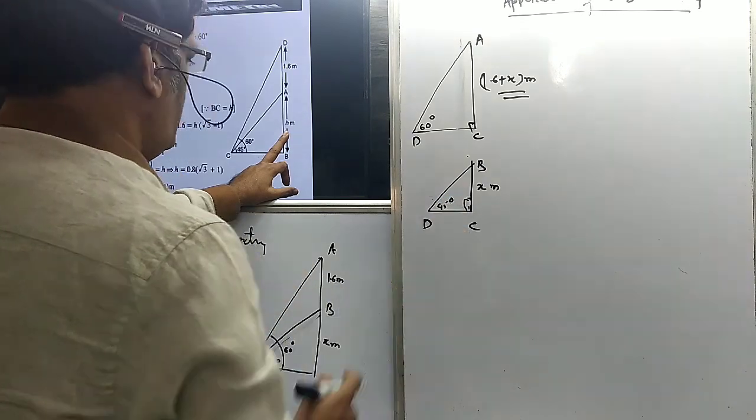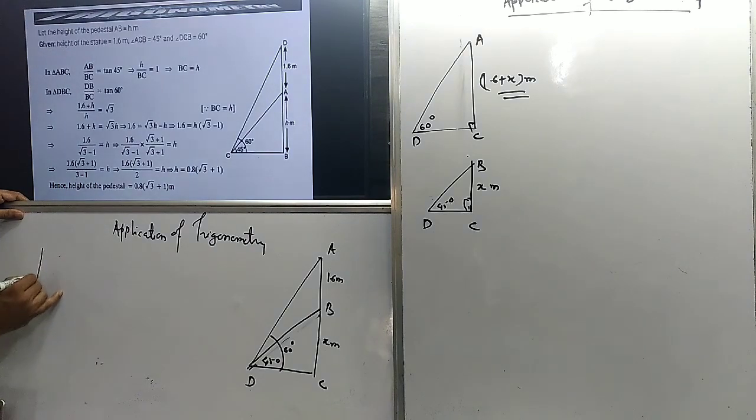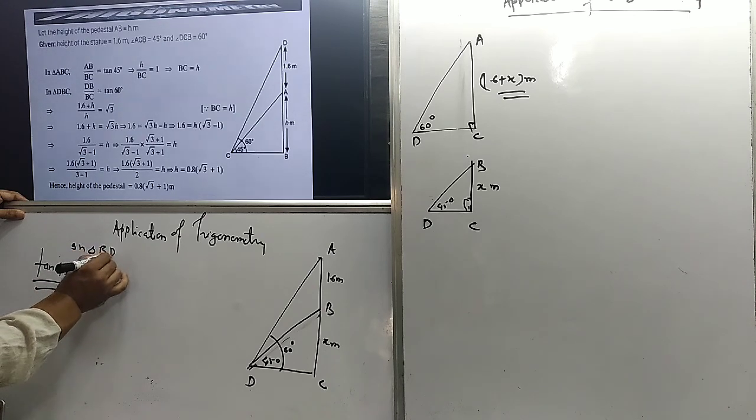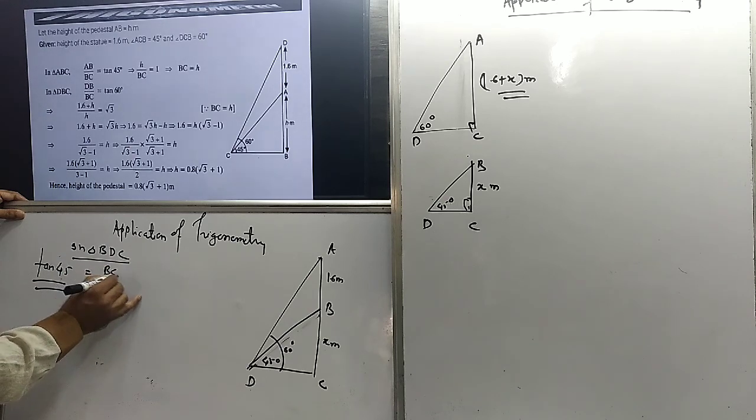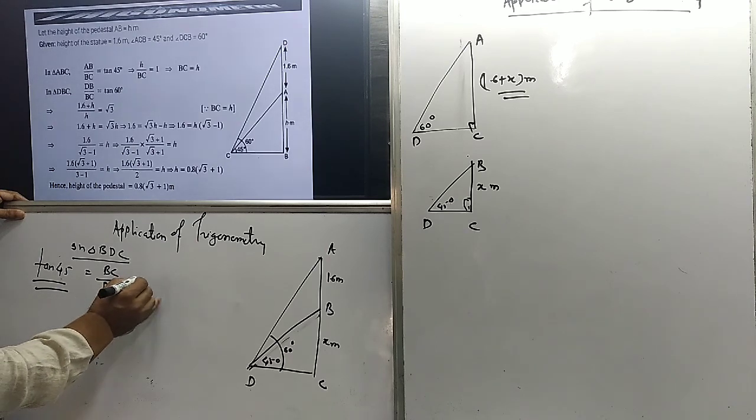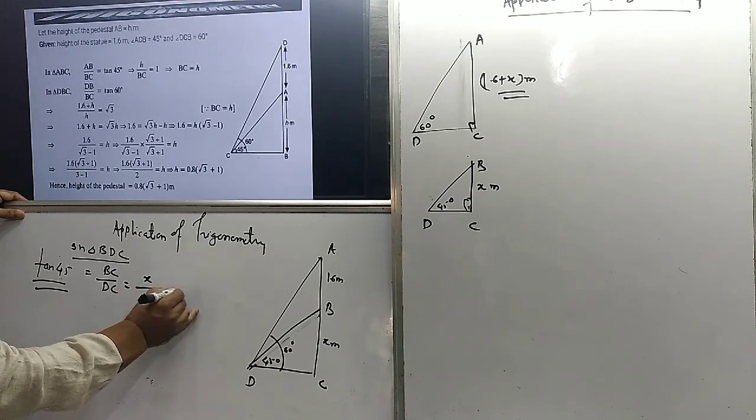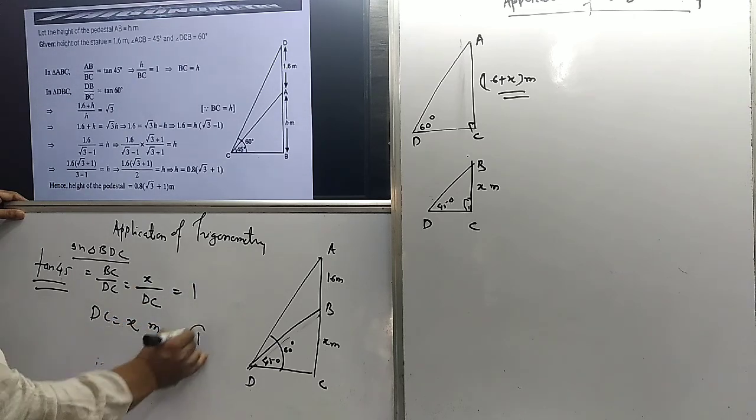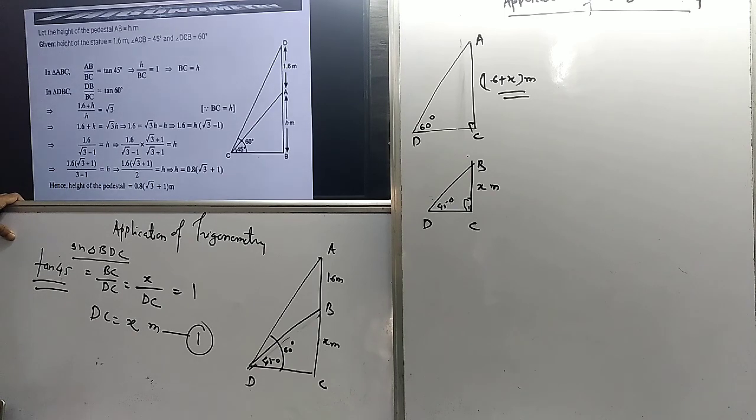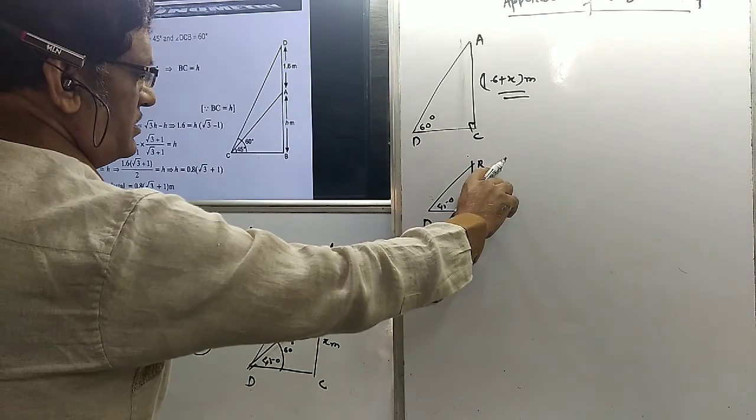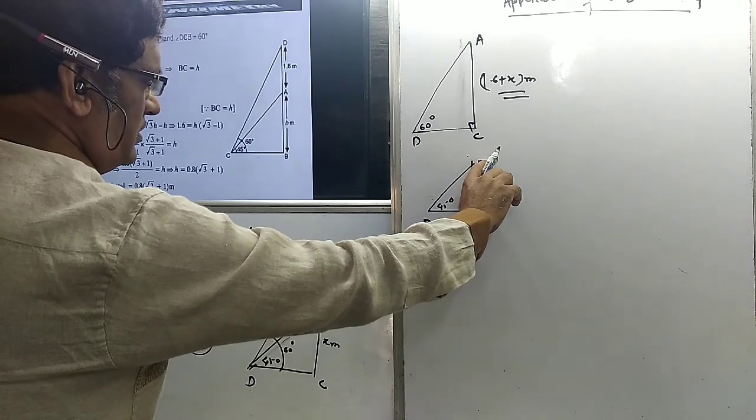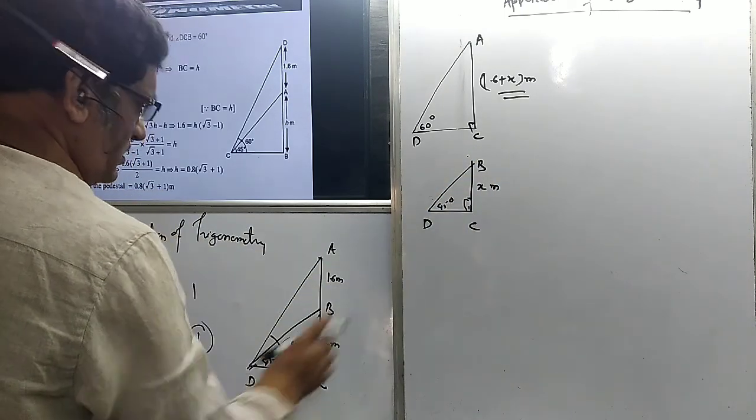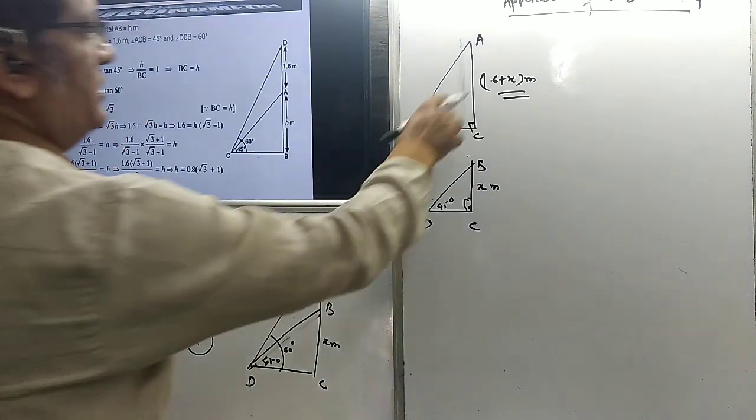Now in this triangle, tan 45 equal to 1. In which triangle? In triangle BDC, tan 45 is equal to BC by DC. BC is x, and DC we don't know, but tan 45 equal to 1. So BC equal to x meter. Let us say this is 1. So this BC and the height of this pedestal, that is the base of the statue, are the same.